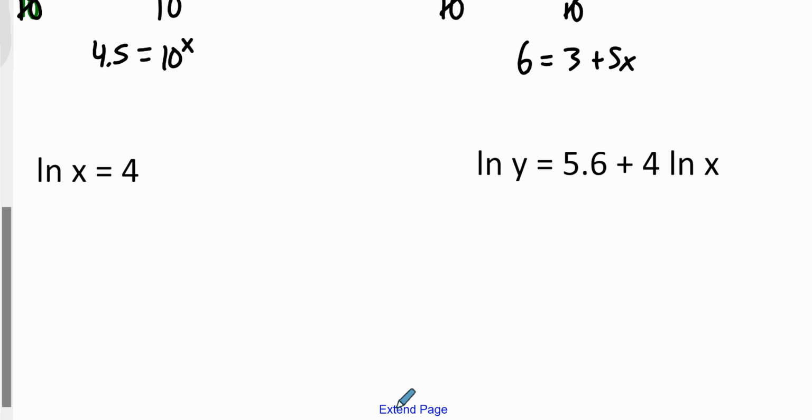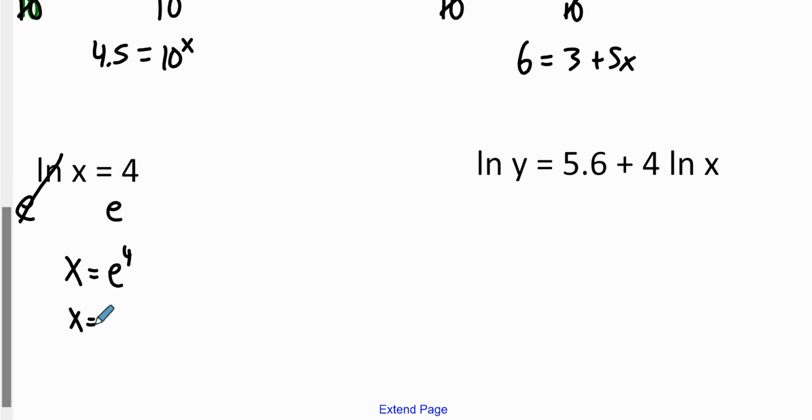So if I want to get rid of a natural log, I do base e to cancel it out. I do it to the other side, which leaves me with x equals e to the 4th power. And I can go on my calculator and figure out what e to the 4th power is and get the actual number, or a rounded version of that. But you can get an actual number for that.